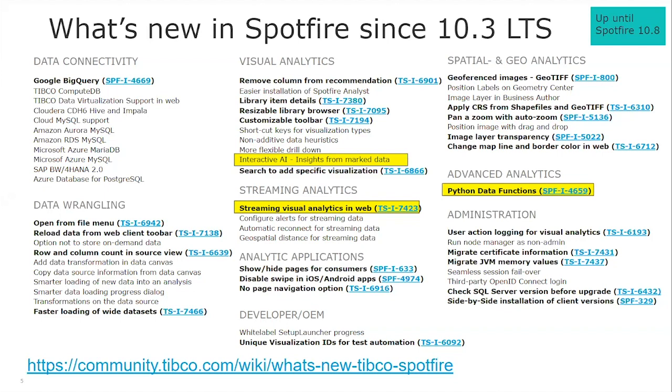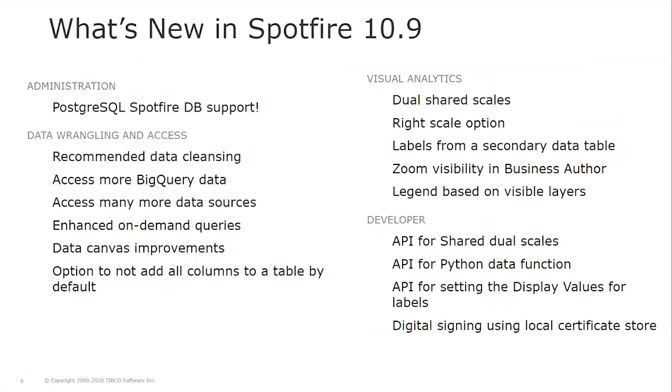If you want more information about what's new in the latest releases since 10.3, check out what's new in the Spotfire community pages. So what's new in Spotfire 10.9 then? Starting at the top, support for dual shared scales is a long-standing request that is now finally available in Spotfire, and this helps visualizing multiple measures more clearly in many cases.